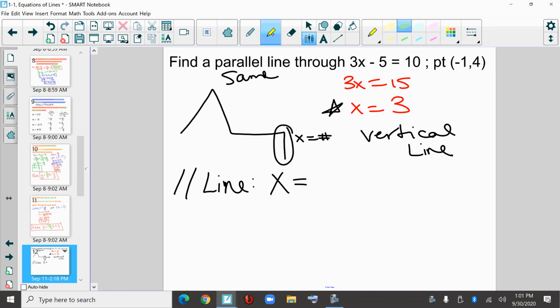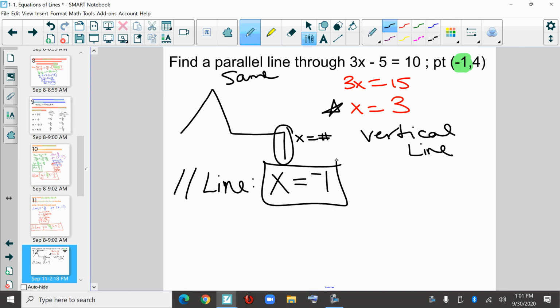So you're simply going to go look at your ordered pair and you're going to pull out the x coordinate of your ordered pair. So that means x is equal to -1. Now, many of you are like, how did she get that? Where did that come from? Well, that came from if you were to go ahead and graph this, because sometimes we need a visual.